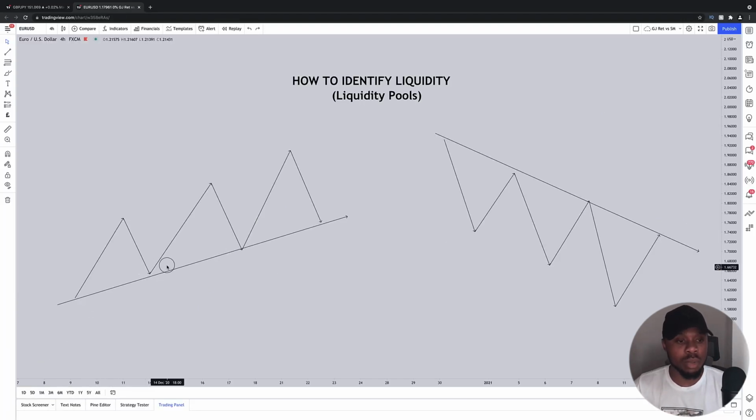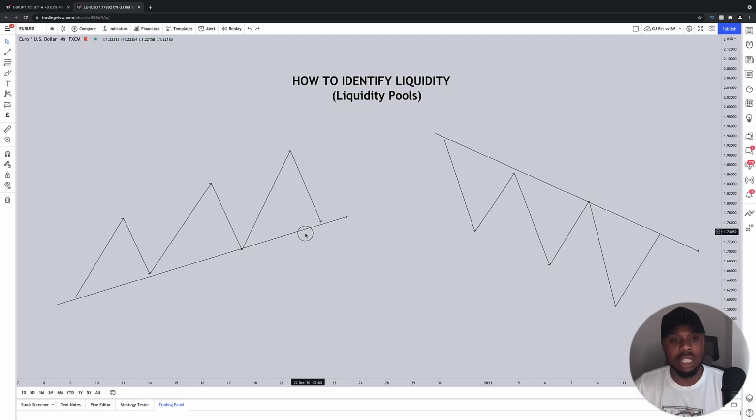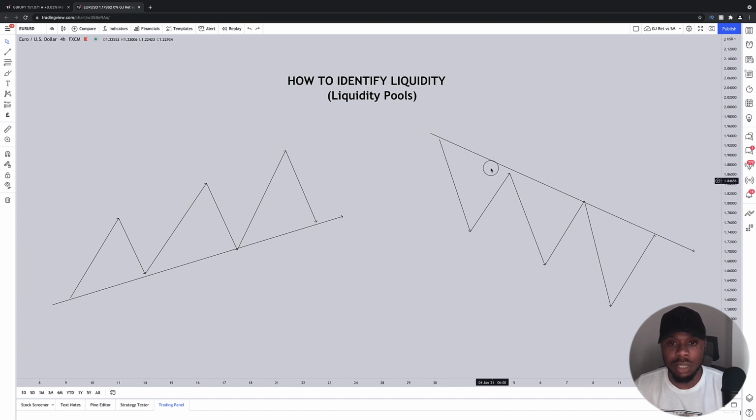At every single touch of the trend line, there's going to be more money added to the liquidity pool because there are more willing participants to buy. And it's the same thing right here on this downtrend. There's going to be money above all these different highs this time. Because there are lots of stop losses in this area, it becomes a liquidity pool. So in other words, it's just a pool of stop losses.